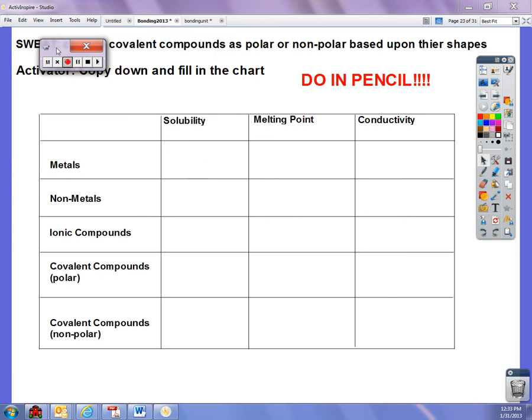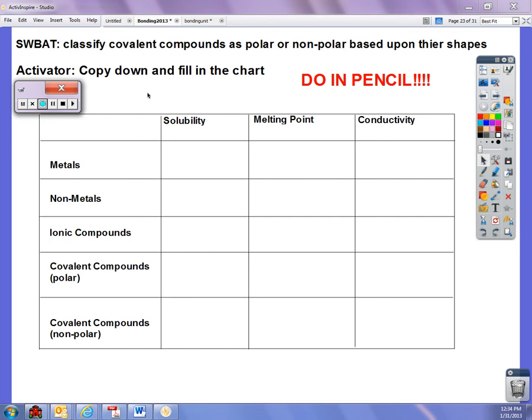Okay, class. I'm not here today. This is going to be your activator. Your objective for the day is that you will be able to classify covalent compounds as polar or nonpolar based upon their shapes.